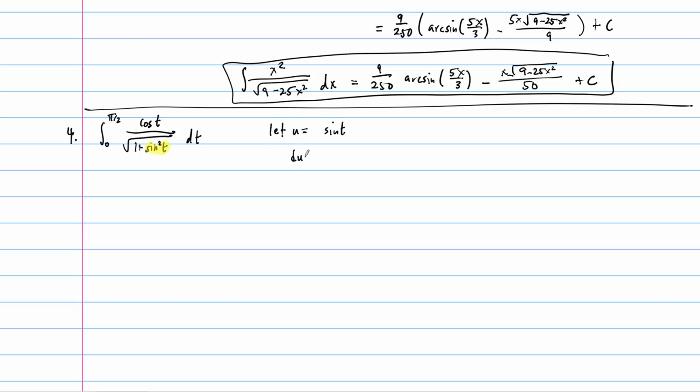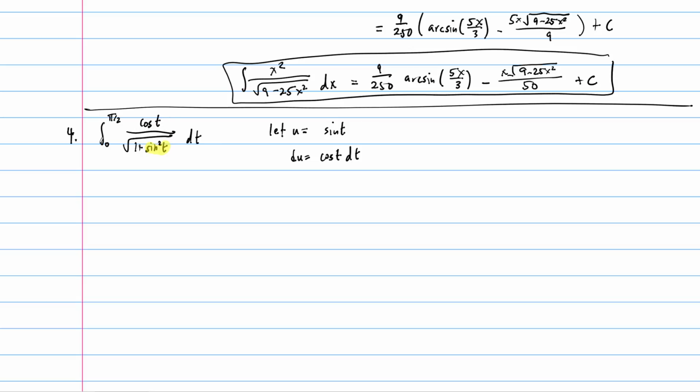And then, of course, for a u sub, you always have to compute your du. The derivative of sine is cosine, so du is cosine t dt. And so this is a nice one-to-one, perfect. We've got everything we need for our substitution here. This just becomes the square root of 1 plus u squared under du. So it's 1 over this times du.